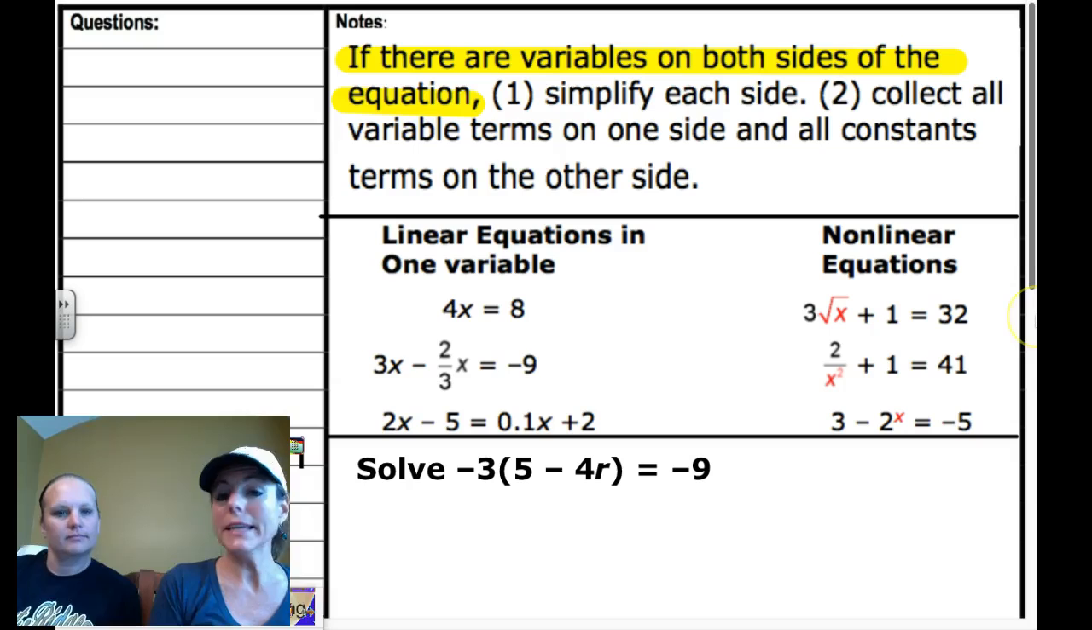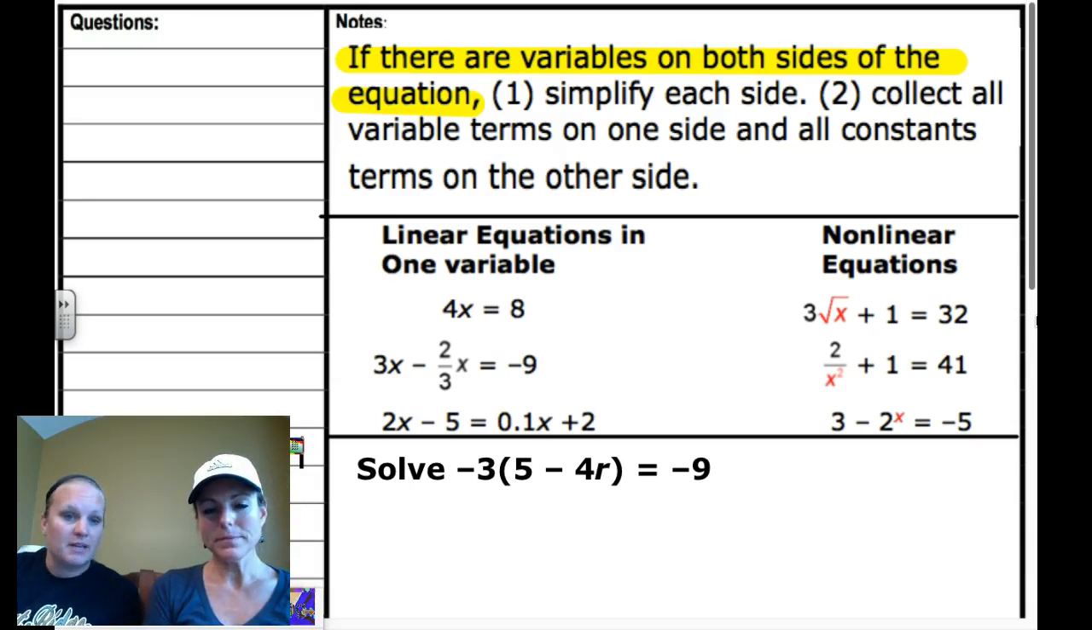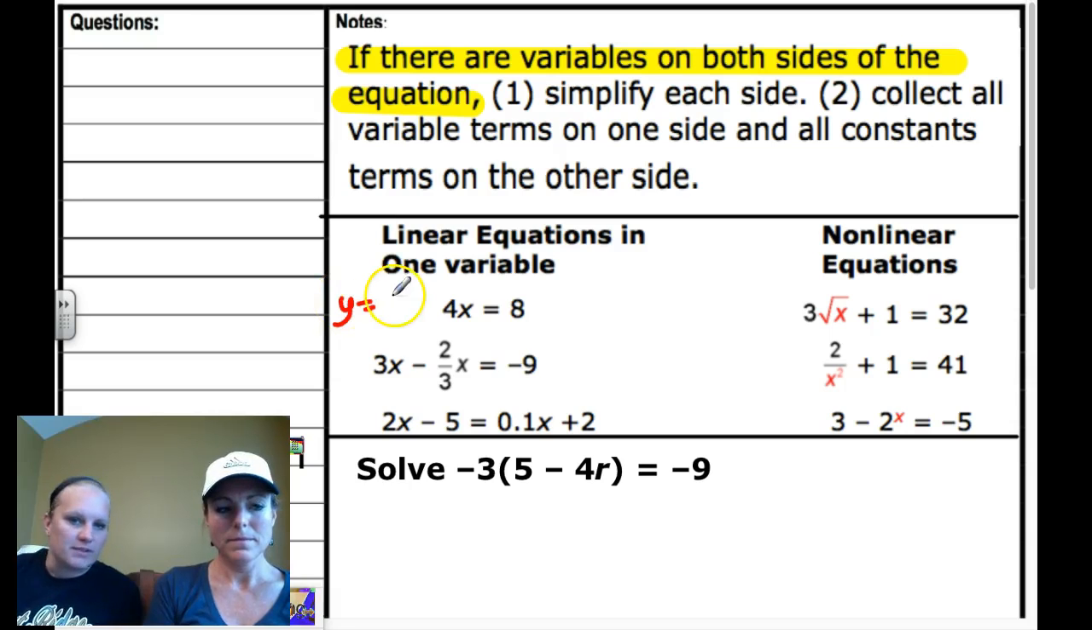We're going to talk about linear equations and non-linear equations. So linear equations basically mean it's going to make a line if we were to plot the points. So here we have 4x equals 8. The one that I like the best is just y equals something. So y equals 4x plus 2. You notice there's no exponent on the x. We always know it's 1 if it's not there. So that means it's linear.